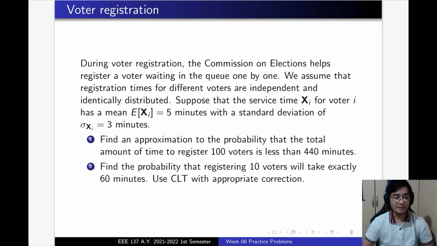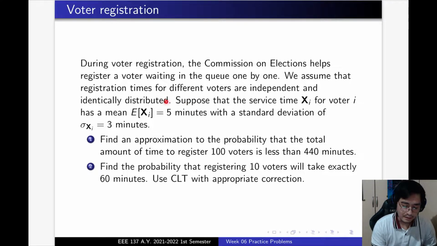Hello everyone. Welcome to week 6 practice problem number 3, voter registration. During voter registration, the Commission on Elections helps register voters waiting in the queue one by one. We assume that registration times for different voters are independent and identically distributed. Suppose that the service time X_i for voter i has a mean of 5 minutes with a standard deviation of 3 minutes.